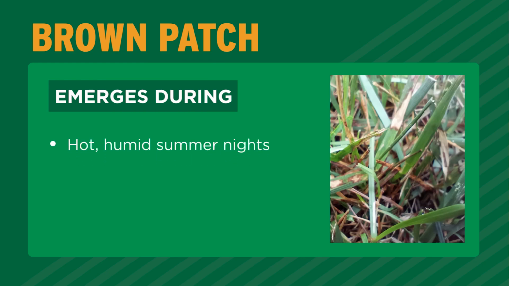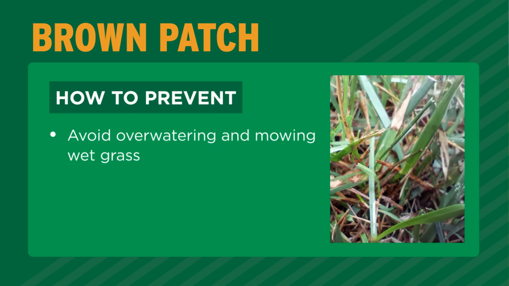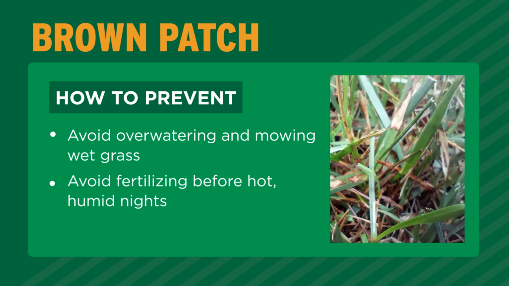It shows up during hot, humid summer nights when dew and moisture are present, and it hits turf-type tall fescue the hardest. To help prevent brown patch, avoid watering and mowing wet grass. Avoid fertilizing tall fescue and St. Augustine grass right before a week of hot, humid nights.